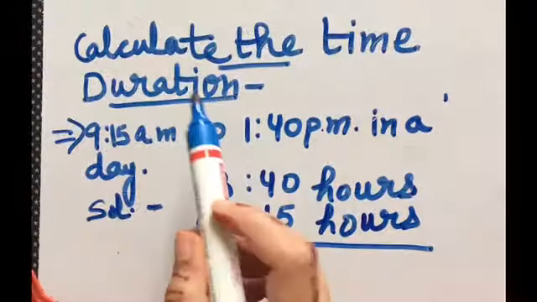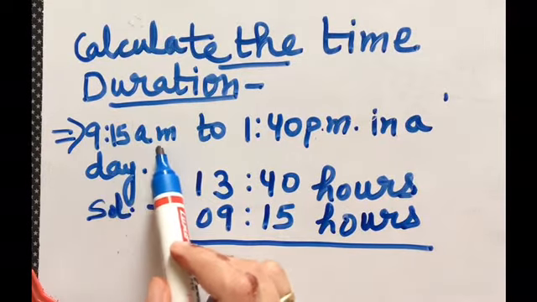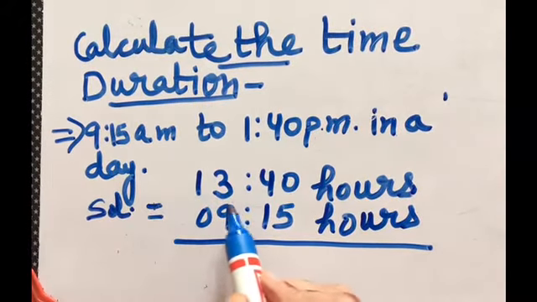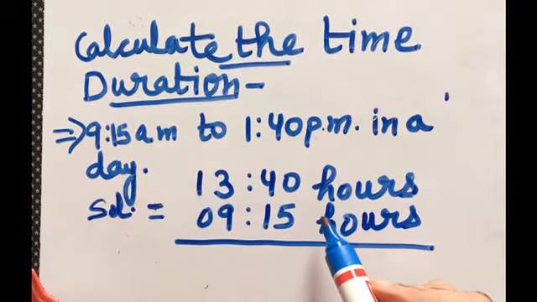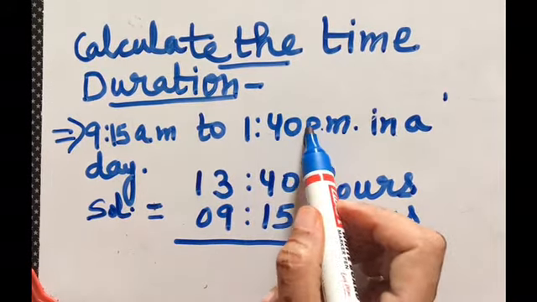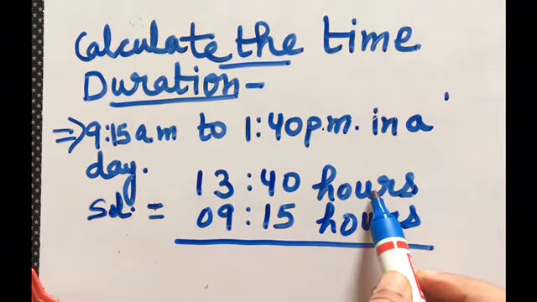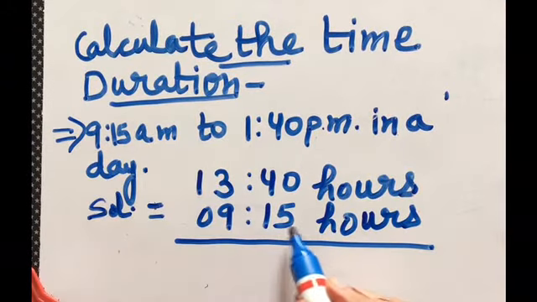So let's take up our first question. Calculate the time duration from 9:15 a.m. to 1:40 p.m. in a day. Now first step in these kind of questions is to convert them into 24-hour time. So it will be 1:40, that means this is p.m., so it will be plus 12. So 13:40 hours, and this will be a.m., so remain the same. So 09:15 hours.